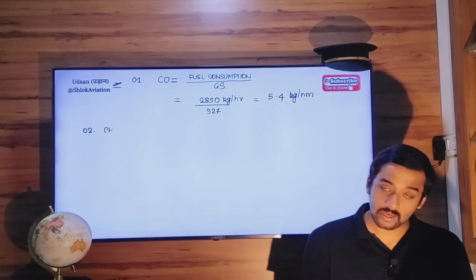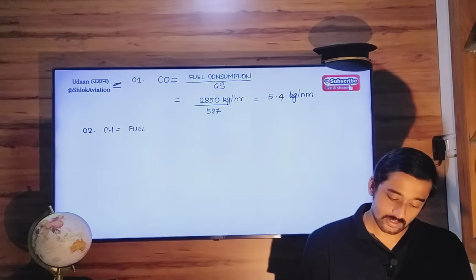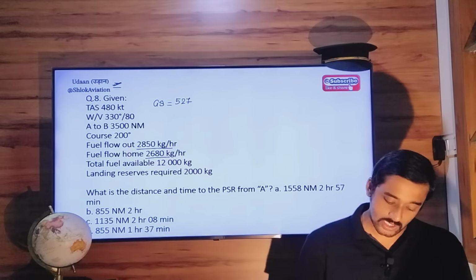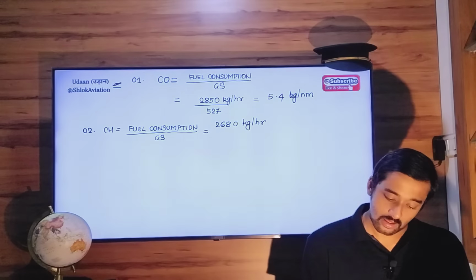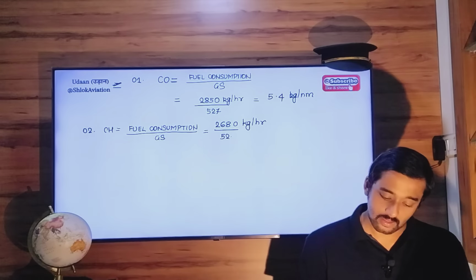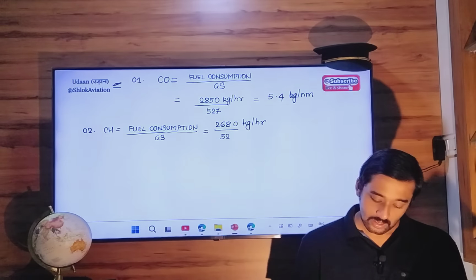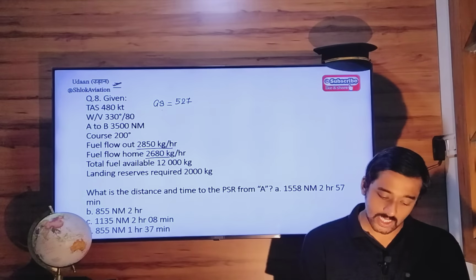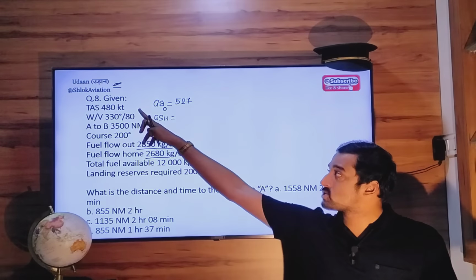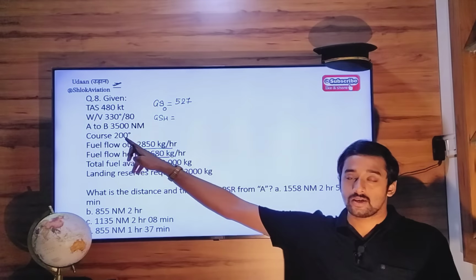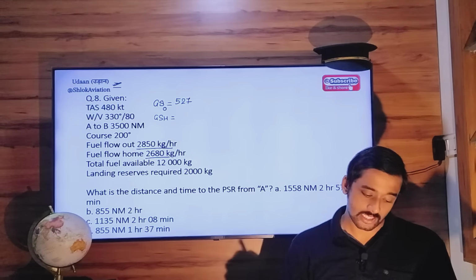Next, consumption homebound equals fuel consumption divided by ground speed. So coming back home, you have a fuel consumption of 2680 kilogram per hour. Now ground speed will change. Coming back home, your ground speed will change. So this is outbound speed. Now coming homebound, you will have to use same formula, same values.